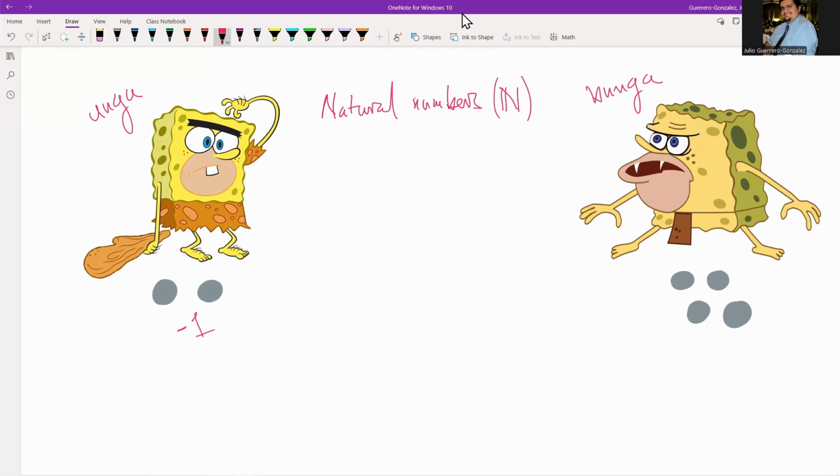That is what we call the integers, right? And what you would see for this one in textbooks is a thick Z, a real fancy Z, okay? So Bunga took one of Unga's rocks. Here it is. That's this one right here. Cool? All right.